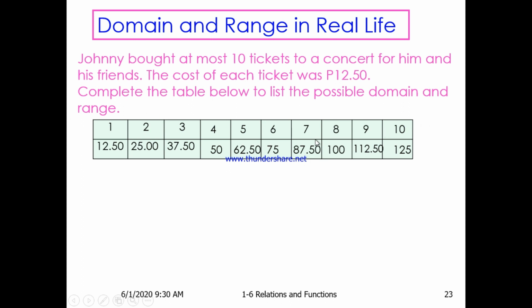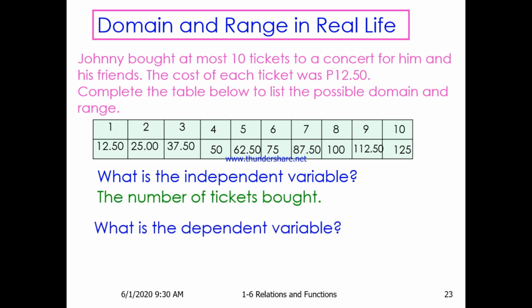So this is an example of a table of values. The number of tickets, which is the domain or the independent variable, and the price of the tickets, which is the range or the dependent variable. So the independent variable is the number of tickets booked, and the dependent variable is the total cost of the tickets.